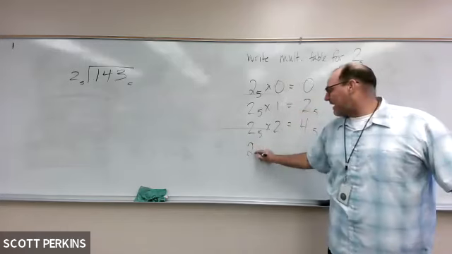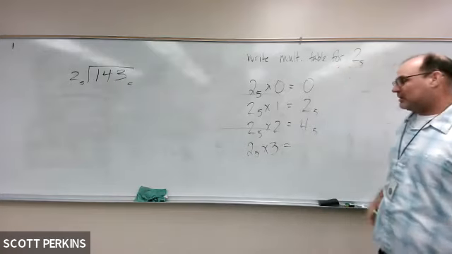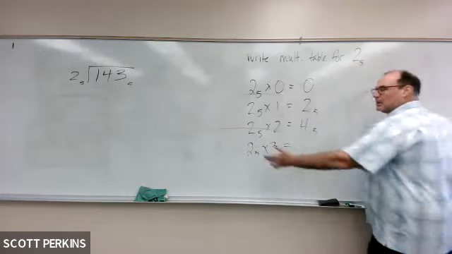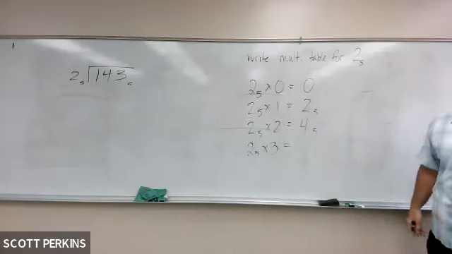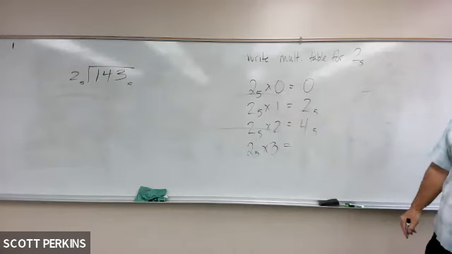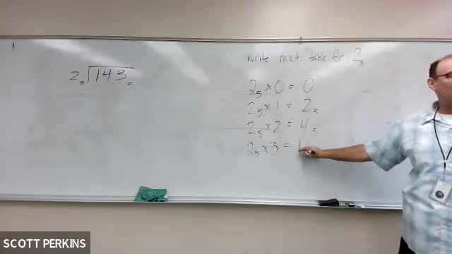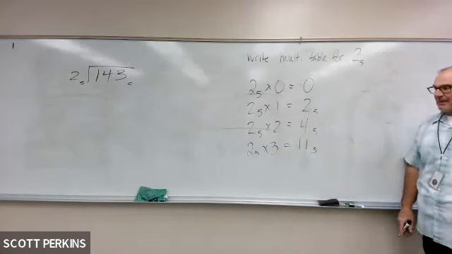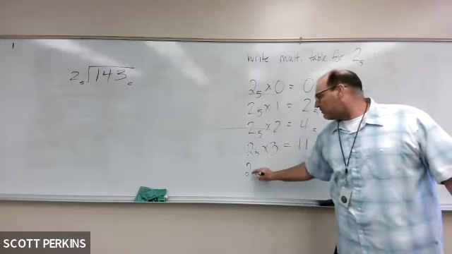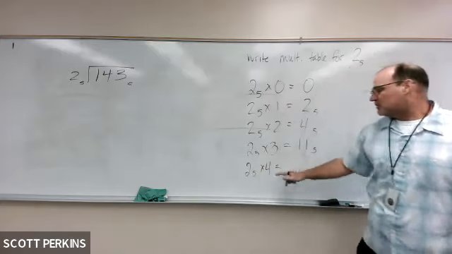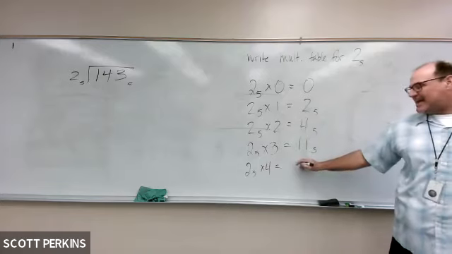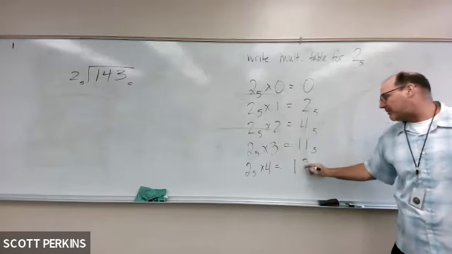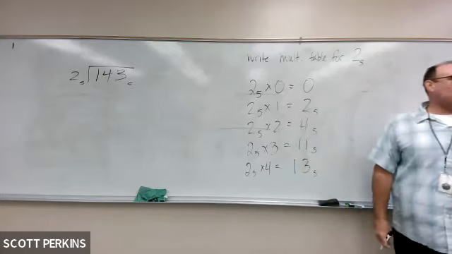So I've got 2 base 5 times 3. Now here's where it gets fun. 2 times 3 is 6. 6 is 1 full group of 5 and 1 left over. And then last but not least, 2 base 5 times 4. 2 times 4 is 8. So 8 is 1 full group of 5 and 3 left over. And that's your multiplication table for 2.